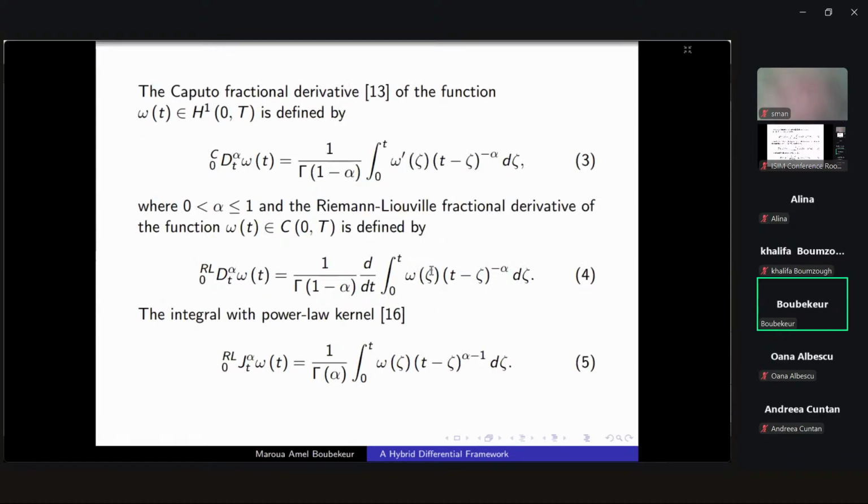Here I present the classical Caputo and the Riemann-Liouville derivatives. The Caputo derivative is very common in epidemiology because it works with the standard initial conditions. The Riemann-Liouville derivative is more general but more difficult to apply in this virus modeling.